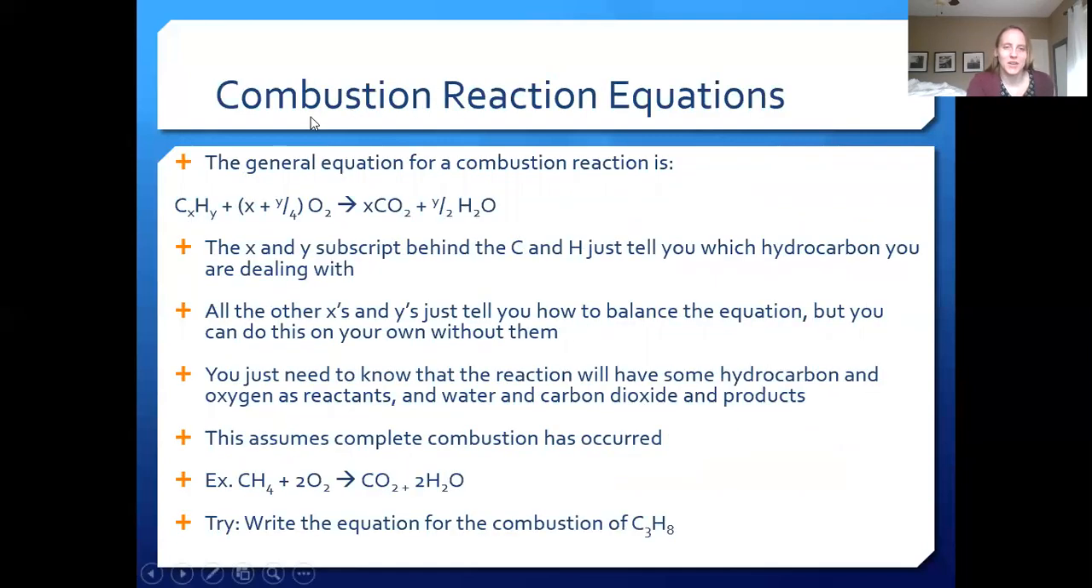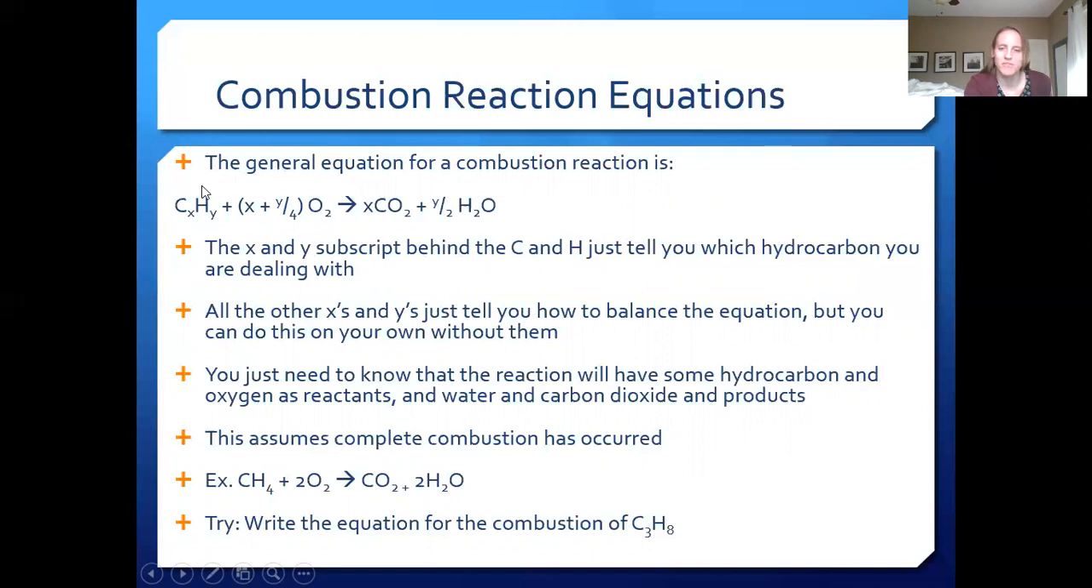This is the equation for a combustion reaction. If you memorize that equation, it makes balancing combustion reactions really easy. This tells you how to balance it. So whatever the little numbers after the C and H in your hydrocarbon are, you use those based on the rest of this formula to balance your equation. I find it easier to just balance the way we normally balance as opposed to memorize this formula, but whatever you prefer.